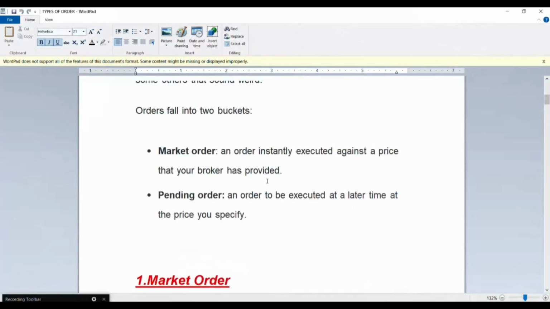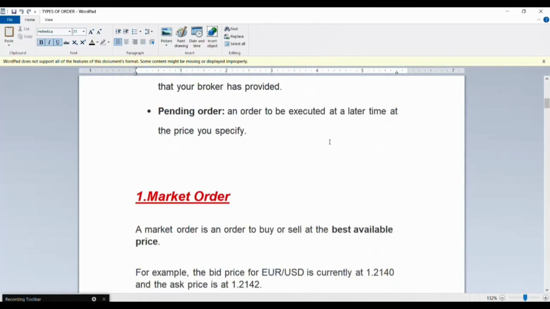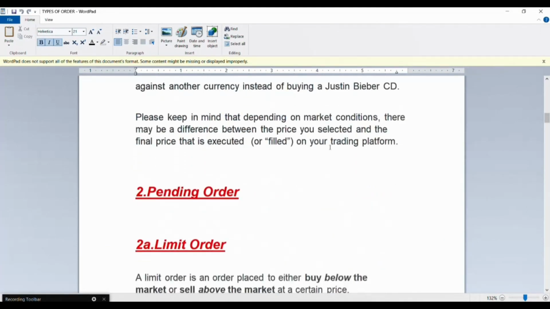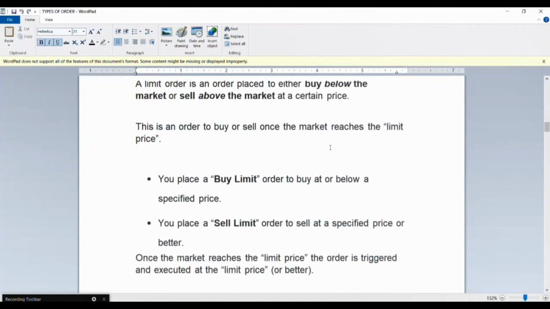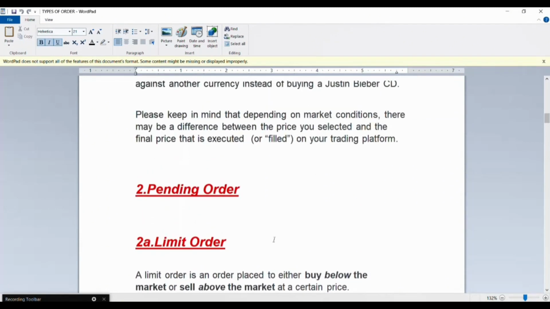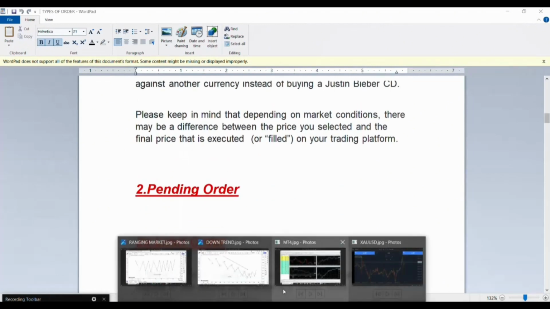Let us look at the types of pending orders. We have four categories, okay? We are going to talk about them. We have the buy limit order and we have the sell limit order. We also have the buy stop order and we have the sell stop order. Let us look at it again. Let's go to our picture.